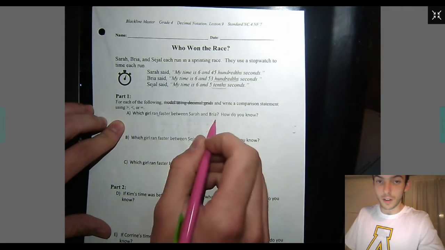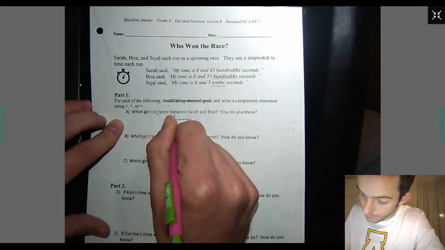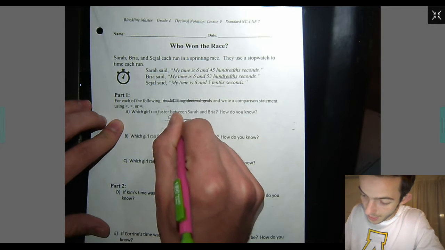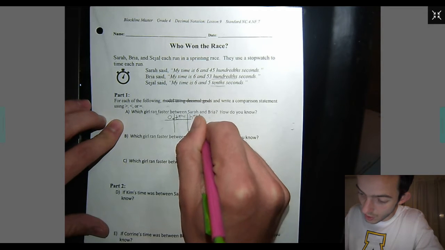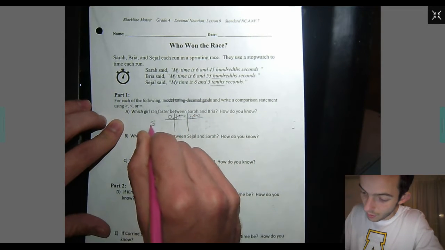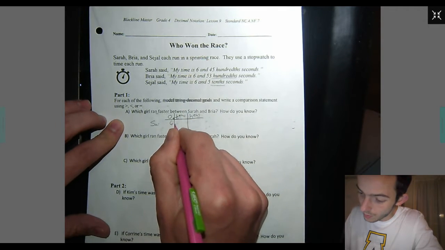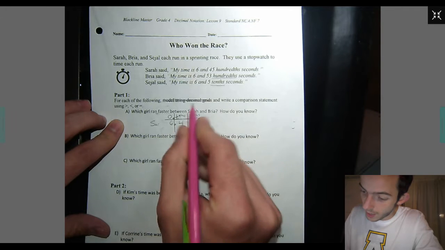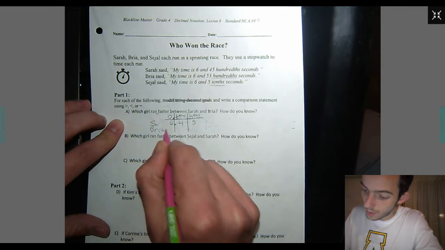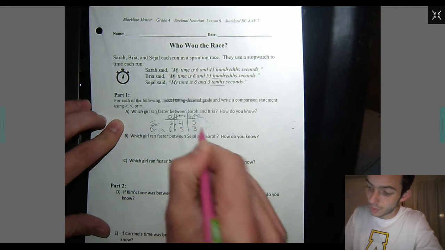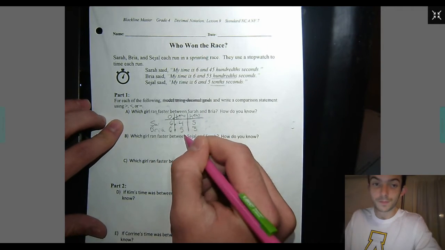So between Sarah and Bria, who ran faster, you can start off with a place value chart, your ones, decimal, tenths, and hundredths. So Sarah was 6 and 45 hundredths. And Bria was the other one. Bria was 6 and 53 hundredths. So I'll let you pause your video. Who is faster between these two?